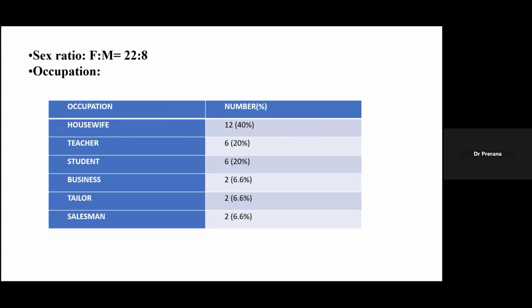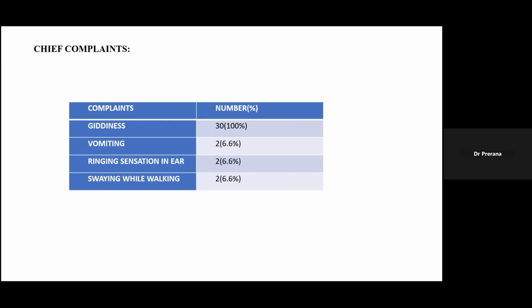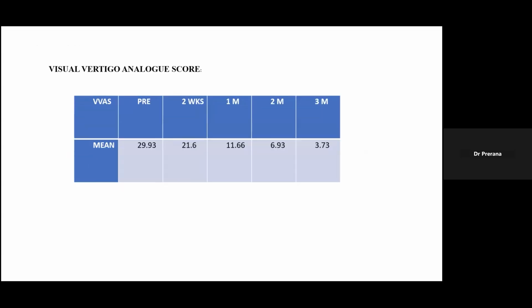That is 6 patients of each category of this hospital. So the chief complaints with which our patients presented: almost all 30 patients complained of dizziness, 2 patients had complaints of vomiting, 2 had ringing sensation in the ear, and 2 had swaying while walking.